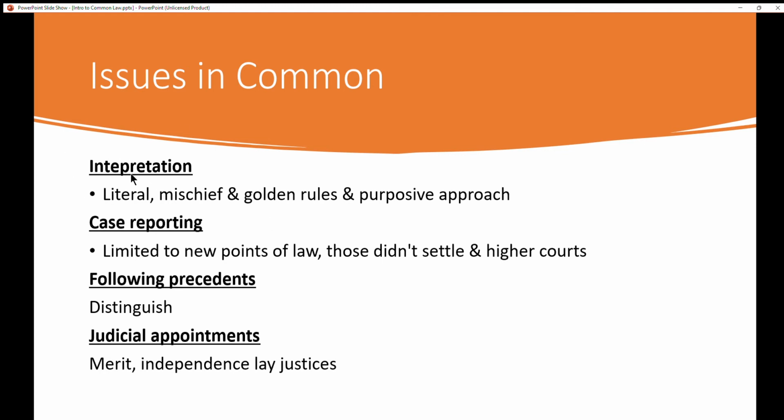So sometimes the judges will say we follow literal. If literal doesn't make sense, then we go to mischief. If mischief still doesn't give us a good result, then we go to golden and purposive. Yeah. So some people go straight to the purposive approach. So it depends on the judge. Different countries will be different.